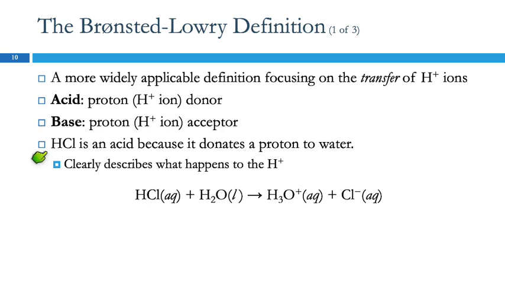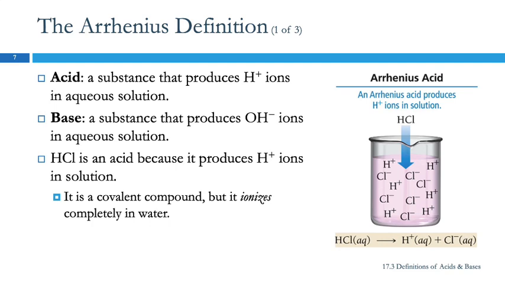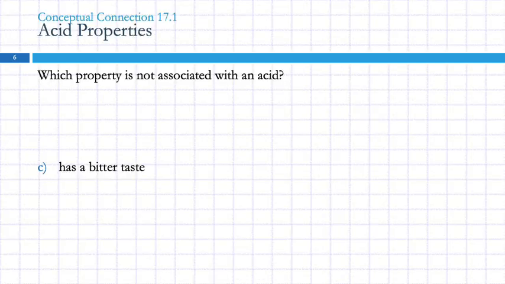So HCl is defined as an acid under this definition as well, because it donates a hydrogen ion to water. So HCl ionizes and it donates this hydrogen ion to the water molecule, resulting in H3O+. So this is really a combination of two equations that we looked at before.